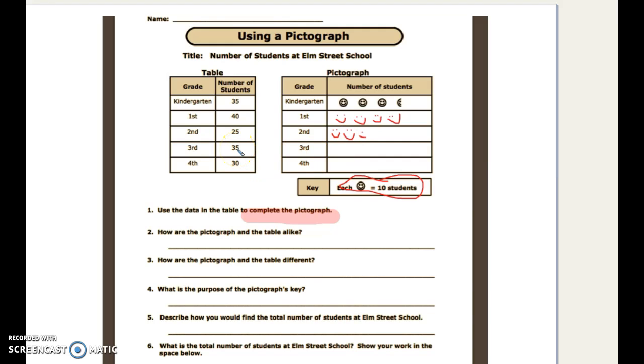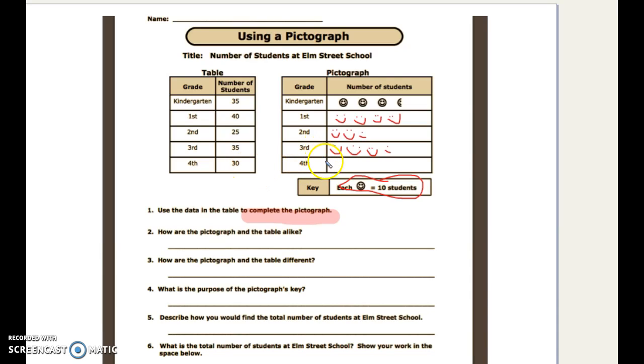Do the same with third grade. I have 10, 20, 30, and I only need 5 more. So I'm going to put half of a smiley face. So now I have 10 plus 10, which is 20, plus 10, which is 30, plus 5 more. That gives me 35 students.